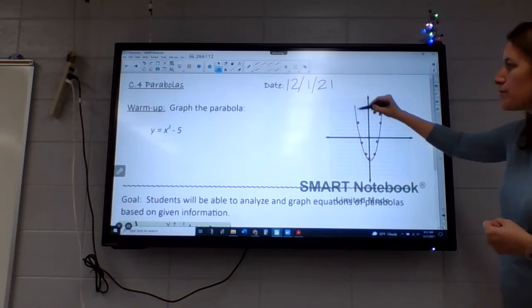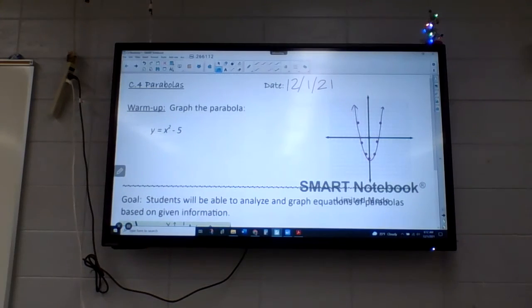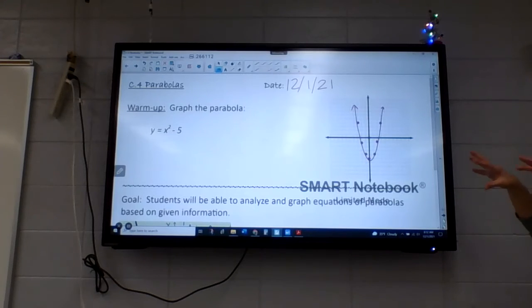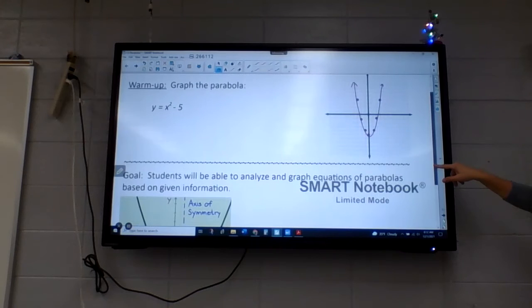So that equation for graphing a parabola is actually kind of similar to what we're looking at today. However, it's going to be a little bit more complex than that. And they're going to ask us for a few other items in our parabola.